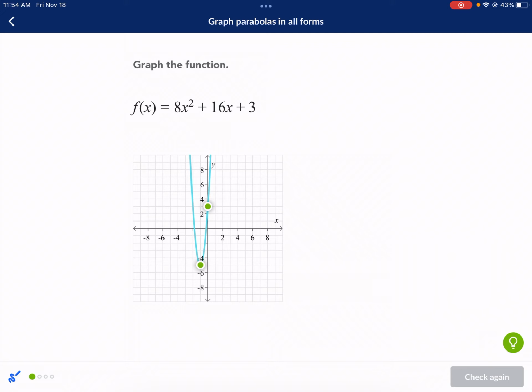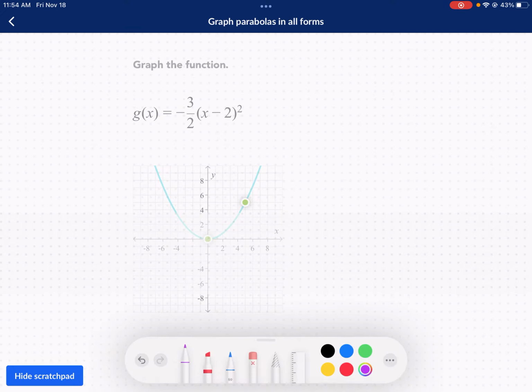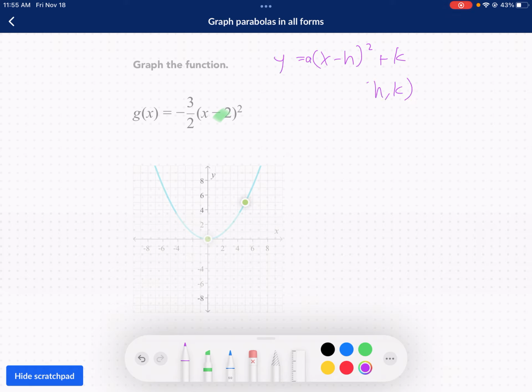All right, next question. This is vertex form. Vertex form is useful because it gives us the vertex, as the name indicates. Minus 2, that will tell us our x coordinate. So it's in the form of a times x minus h squared plus k. h, k is our vertex, so in this case we have positive 2. It's the opposite. So positive 2 is the opposite of negative 2.